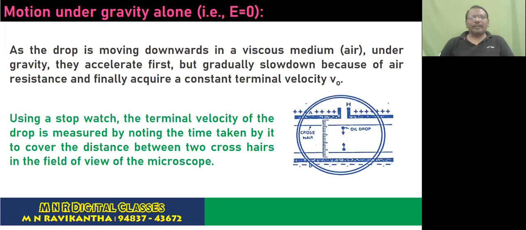Using a stopwatch, the terminal velocity of the drop is measured by noting the time taken by it to cover the distance between the two crosshairs. There are two crosshairs marked in the field of view of the telescope, which is attached with the micrometer scale. As the drop reaches the first crosshair, the stopwatch is switched on, and as it reaches the bottom one, the stopwatch is switched off, so that the time taken by the drop to cover this distance is measured in the field of view of the telescope.